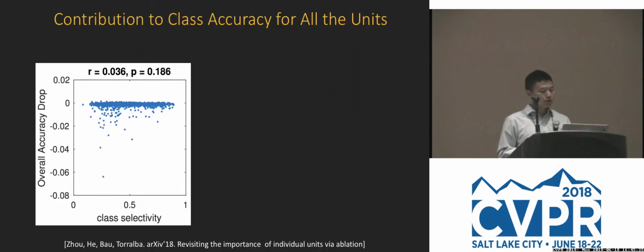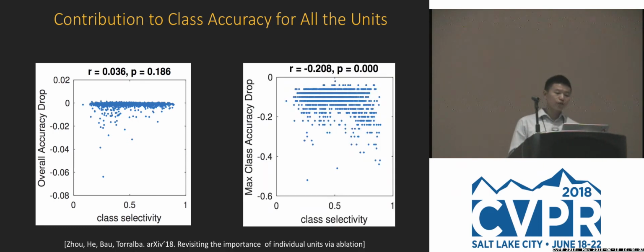So we further compute the correlations. So the horizontal axis is the class selectivity. Basically, there's a definition from the DeepMind people for their interpretability. The vertical axis is the overall accuracy drop. So you can see there is a pretty weak correlation between the two. So this just reproduces the DeepMind paper's results. So no matter how interpretable a unit is, the damage to the overall accuracy is almost the same.